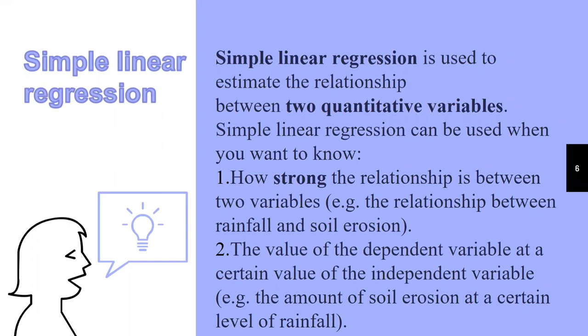जो वेरिएबल्स होंगे वो क्वांटिटेटिव होंगे, जैसे कि simple linear regression can be used when we want to know how strong the relationship is between two variables. For example, the relationship between rainfall and soil erosion. It can also give the value of the dependent variable at a certain value of the independent variable. For example, the amount of soil erosion at a certain value of rainfall.